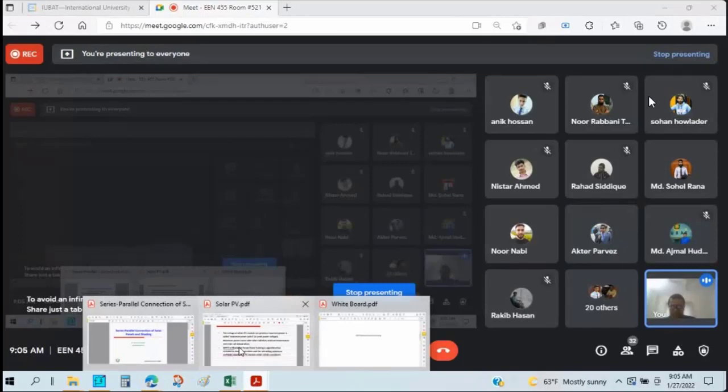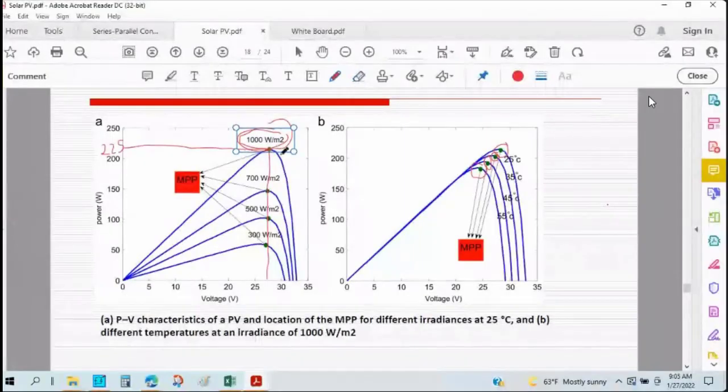Let's think that the irradiance rate is 1000 watt per meter square. What will be the maximum power that we can get from the solar panel? 225 watts. Yes, sir, 220. Okay, let's think that the irradiance rate is different, 700 watt per meter square. What will be the maximum power? Sir, 150. 150 watt. So I think the maximum power will be changed.